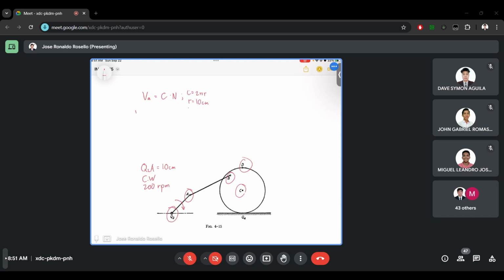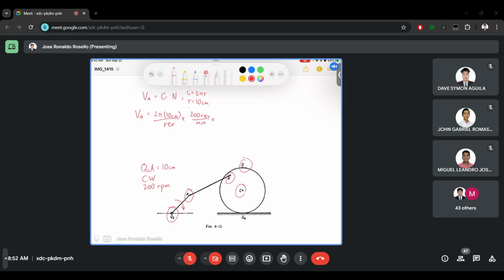To compute, velocity A is 2 pi times 10 centimeters times 200 RPM. The RPM is revolutions per minute, and one circumference is equivalent to one revolution.